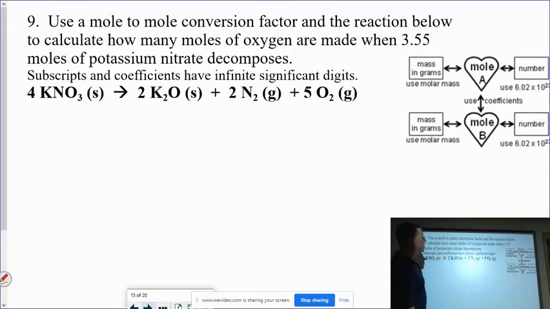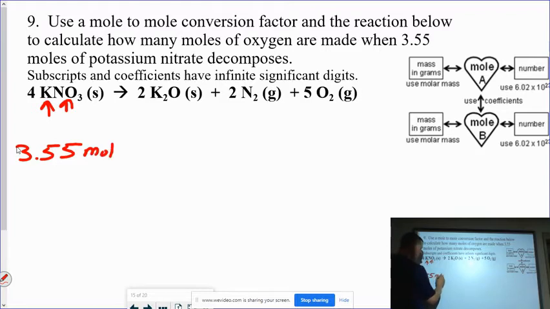Use the mole-to-mole ratio, mole-to-mole conversion factor, and the reaction below to calculate how many moles of oxygen are made when 3.55 moles of potassium nitrate decomposes. So in all factor label problems, you start with the number that they give you. So they're giving us 3.55 moles of potassium nitrate. Well, you have to figure out which one of these is potassium nitrate. So this is potassium, and this is nitrate, so that's potassium nitrate.